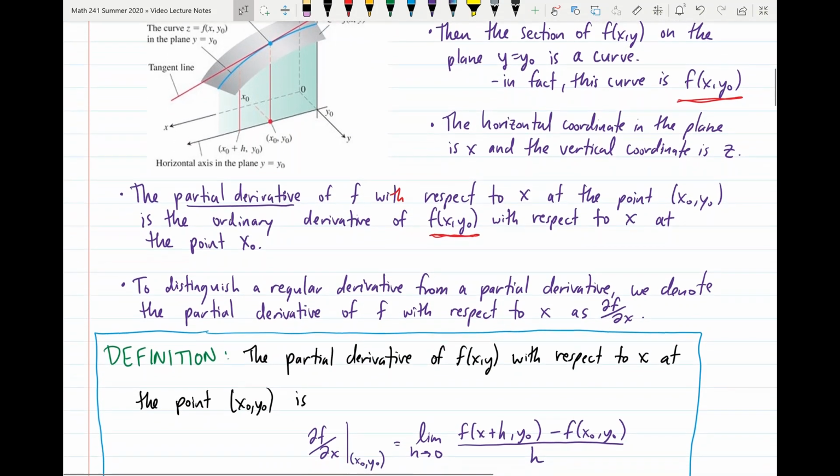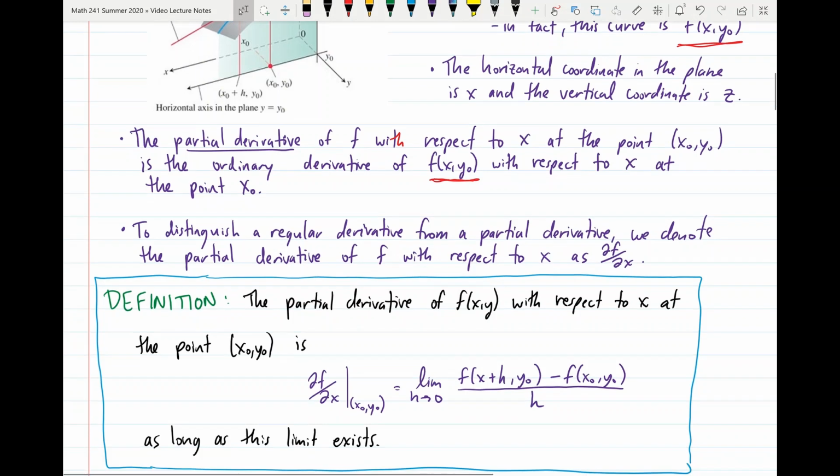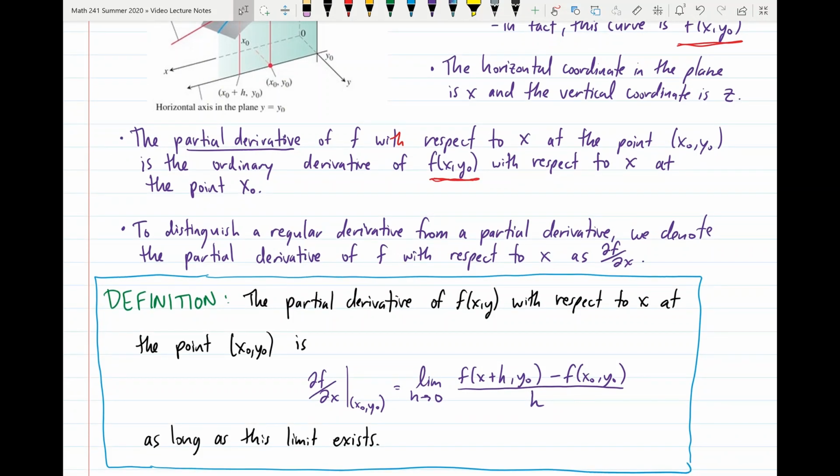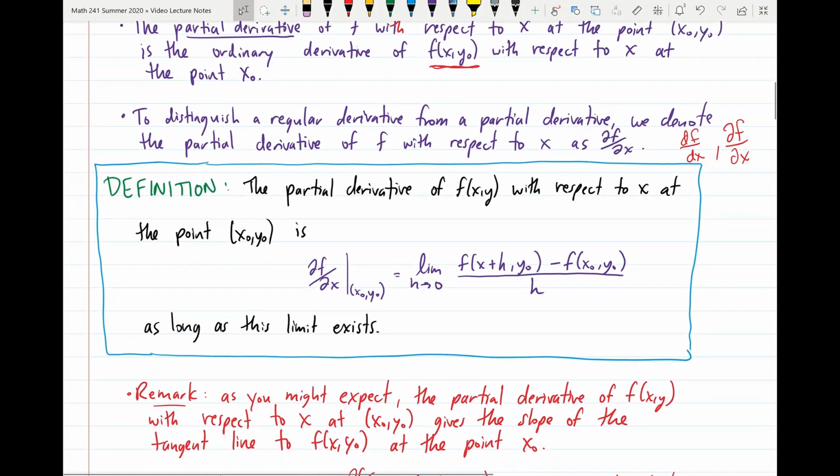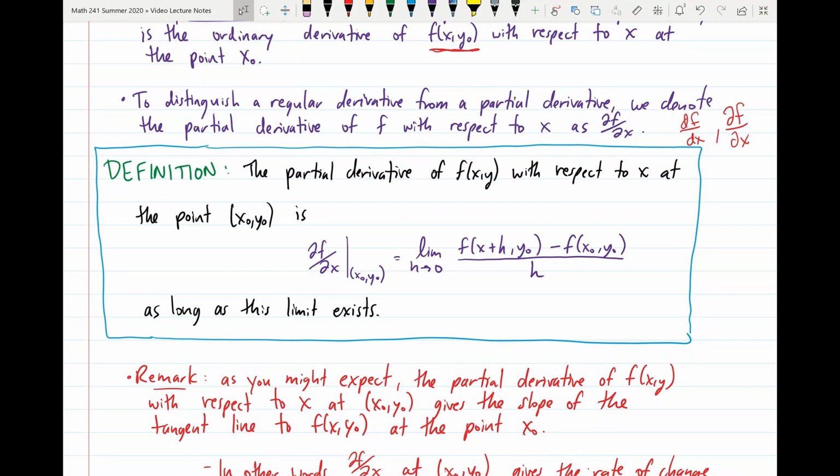And to distinguish a regular derivative from a partial derivative, we denote the partial derivative of f with respect to x as del f over del x. So instead of having df over dx, we write it with this funky looking letter like this. So that letter is called del. So del f over del x. And now I'm going to give the exact definition of the partial derivative.